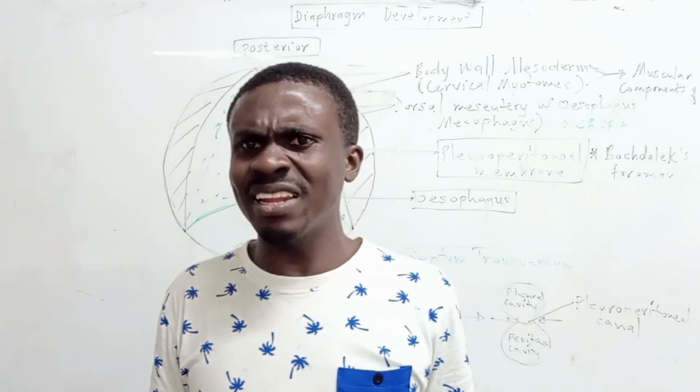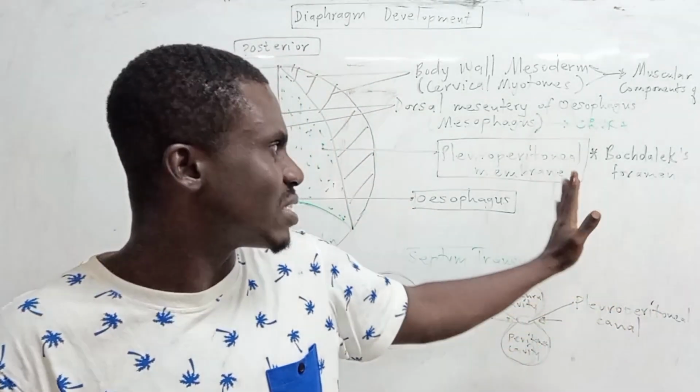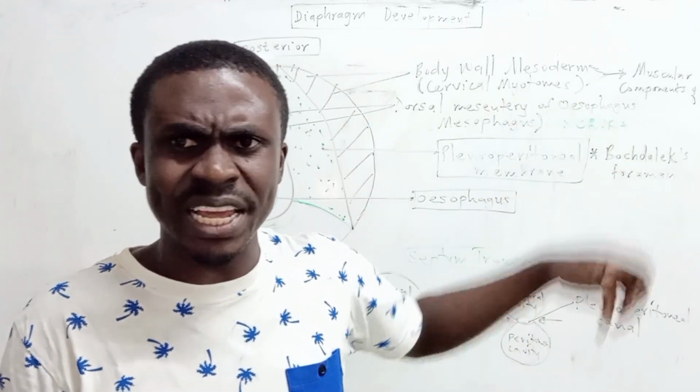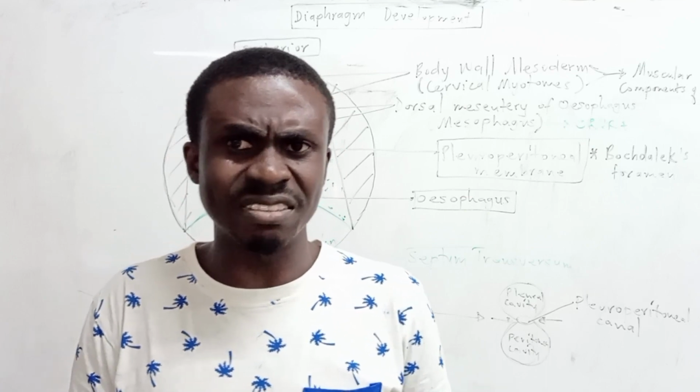Now, there could be other types of hernias, although this Bochdalek or congenital diaphragmatic hernia is common, as I told you, about 1 in 2,200 live births. You can see that.